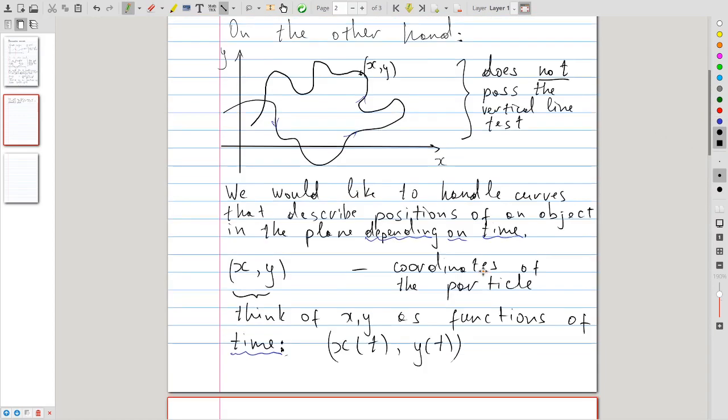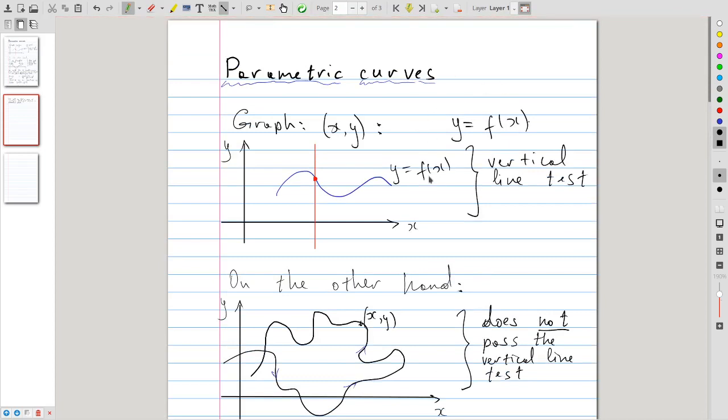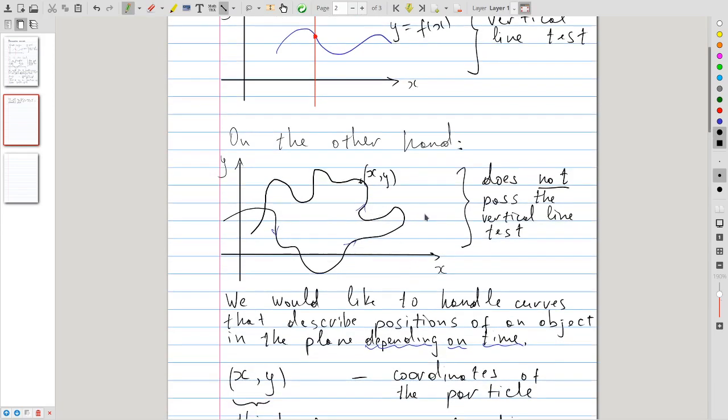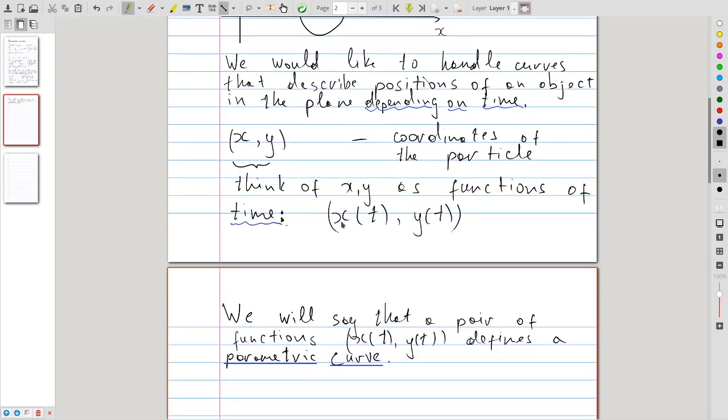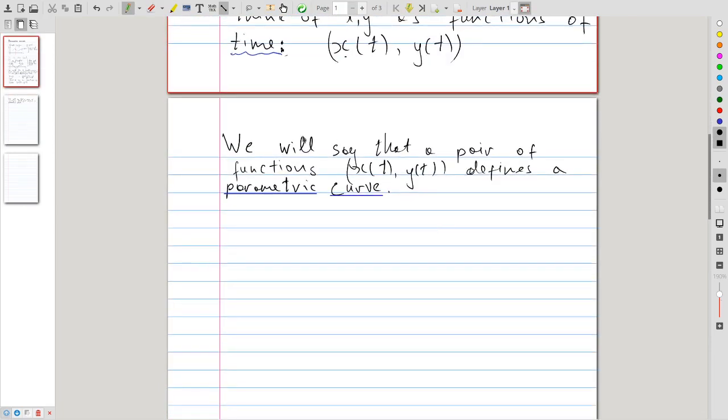In other words, to define the usual curve, we need a single function. And the single function gives the dependence of y on x. Now, for parametric curves, we need two functions, which will describe the dependence of x on time and the dependence of y on time. So, of course, any usual curve is parametric.